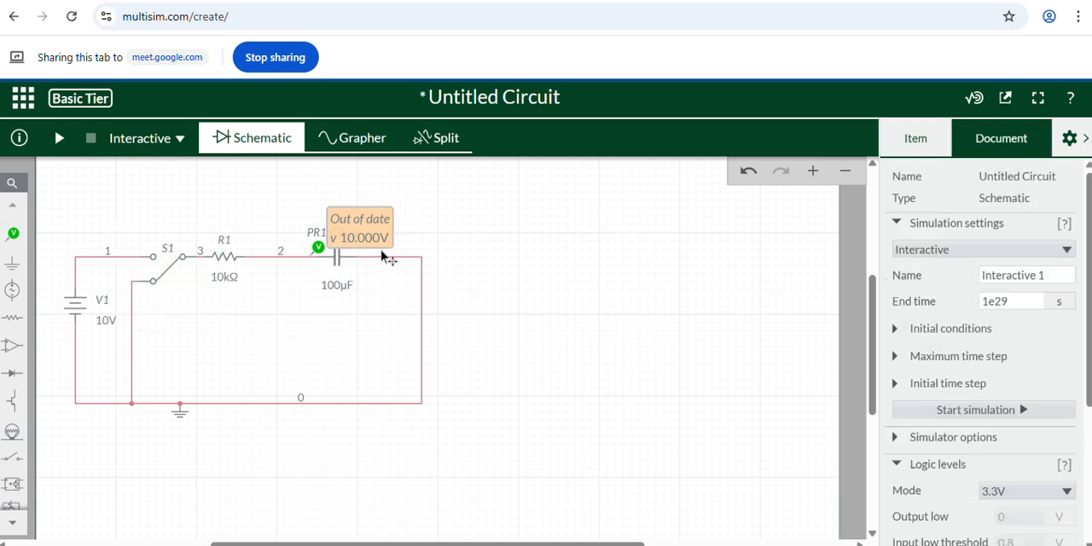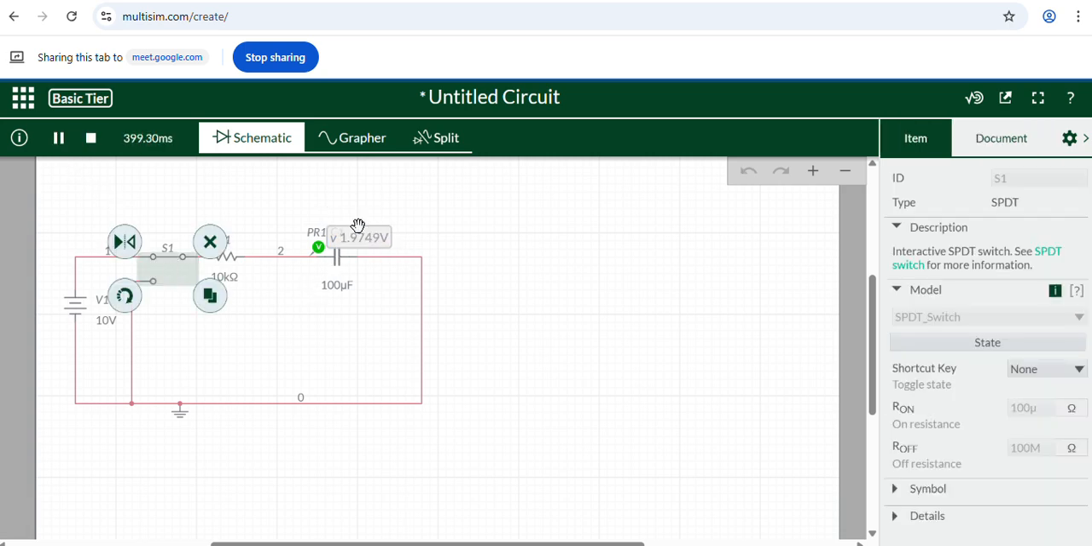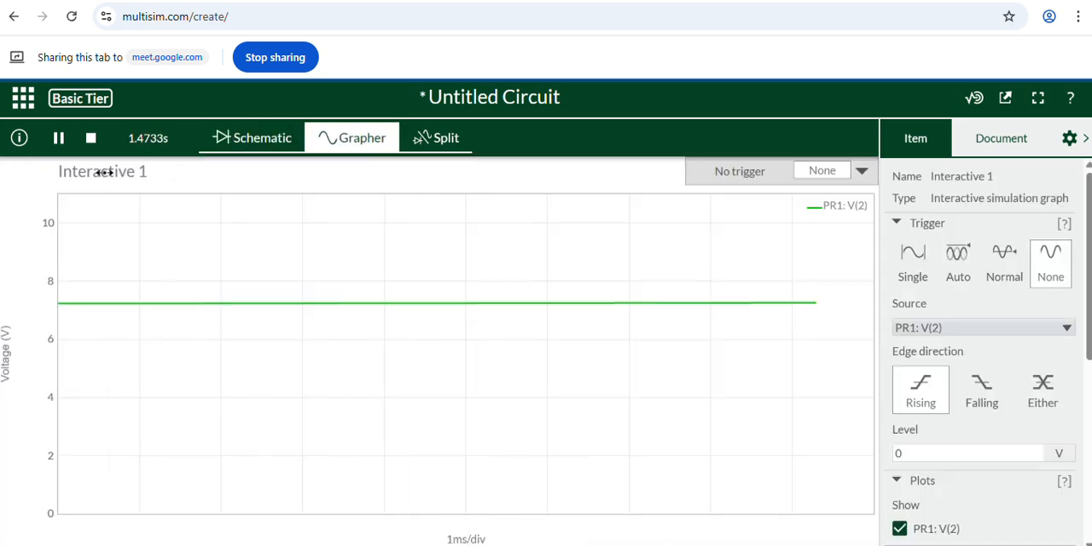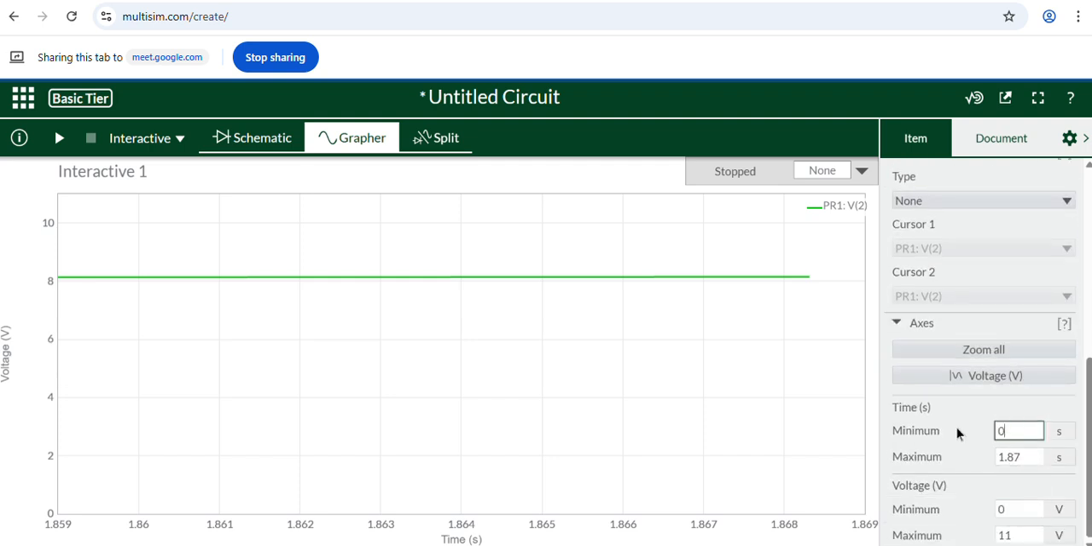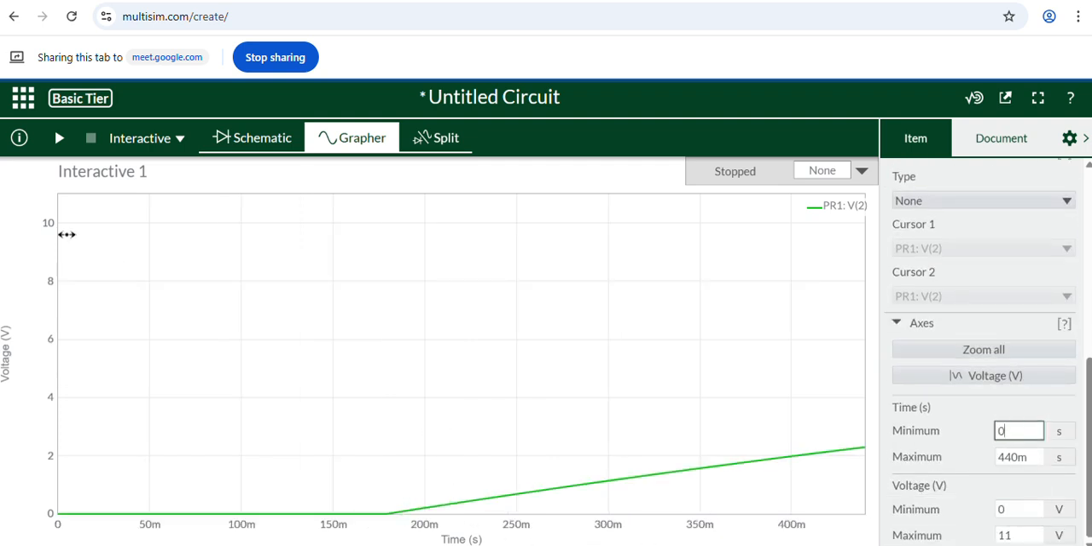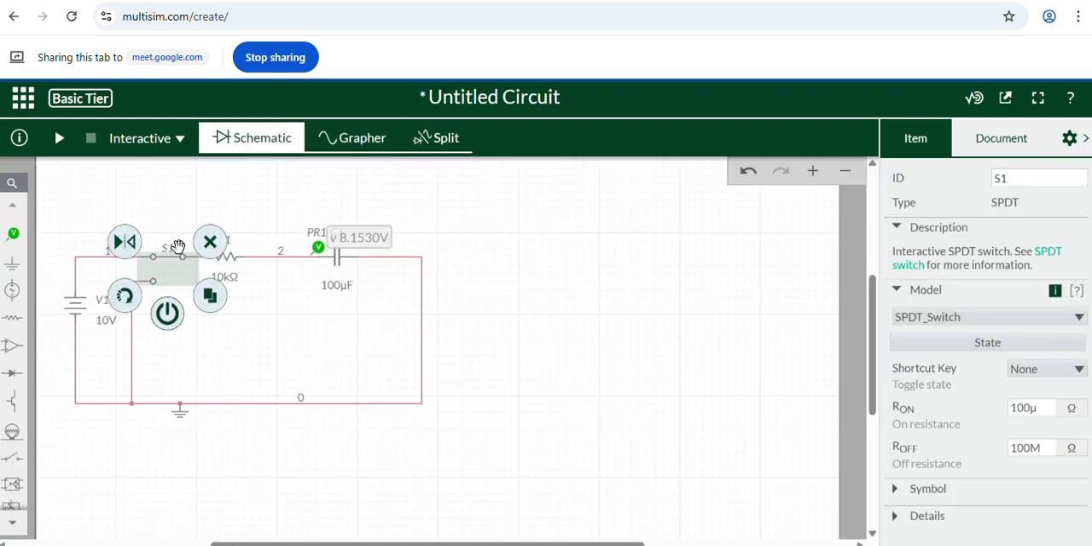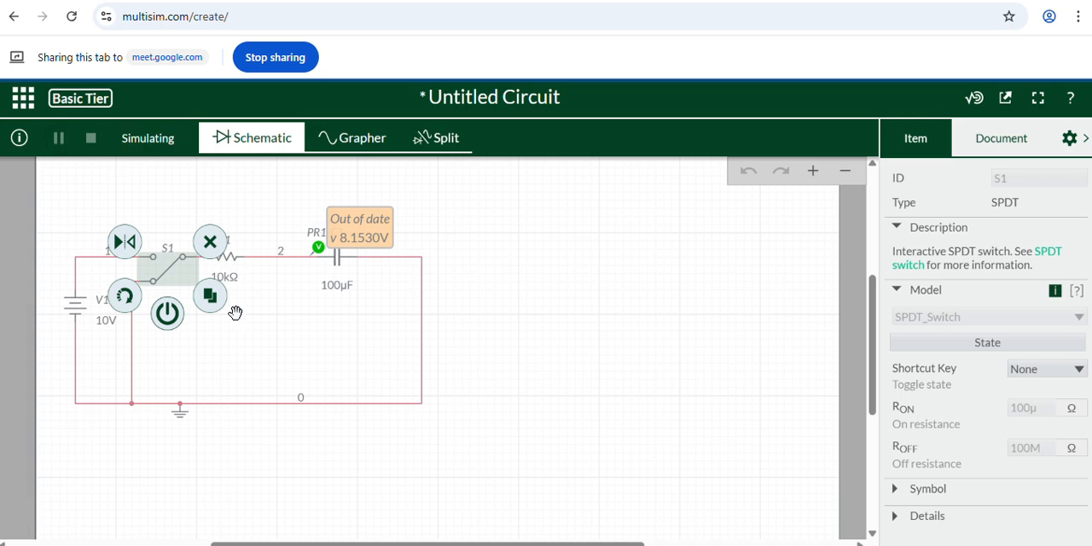So you can observe the voltage over here as well. Let's start the simulation. So see, the capacitor is slowly and gradually charged, and the same thing we can see from the grapher like this. So let's say 0 and let's again run the simulation. So it will full charge in 5 seconds. So it's necessary to run it for at least 5 seconds.